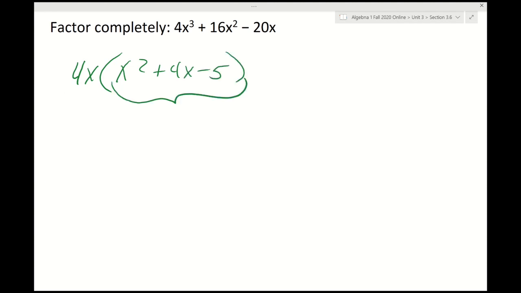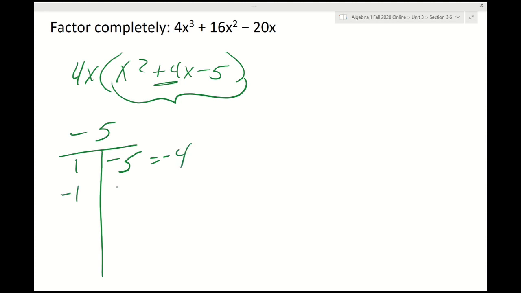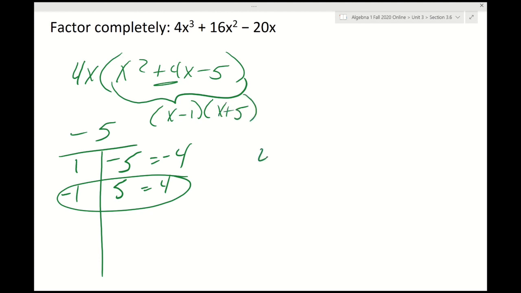This is what we were just doing a moment ago. So I can look at my factors for negative 5 and look for a pair that add up to 4. If I do a 1 and a negative 5, that will give me a negative 4. If I do a negative 1 and a positive 5, that gives me a 4. So this piece could have come from x minus 1, x plus 5. The whole thing is 4x times x minus 1 times x plus 5.